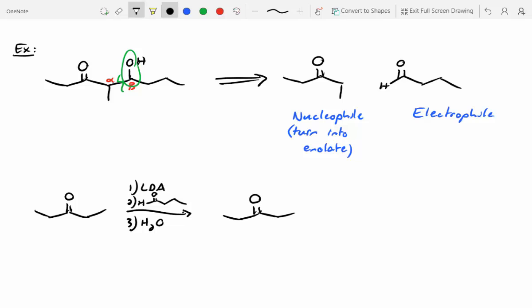So that's why I was saying order of addition is super important for these reactions. All right, I think that's where we're going to end today. Next week, we'll start talking about Claisen condensations.